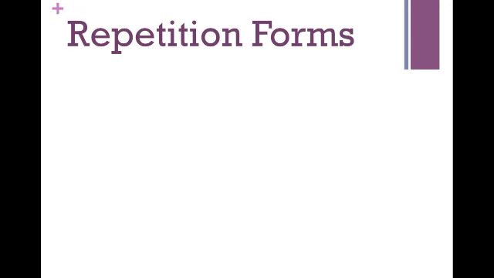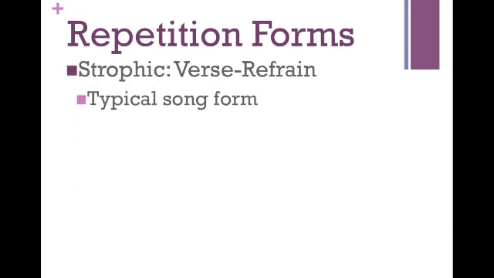Many songs are based on the repetition of ideas. These include strophic form, which is typical song form. There is a verse that is repeated with different words each repetition. The verses are separated by a refrain or chorus that is the same every time. Most pop songs are in strophic form.